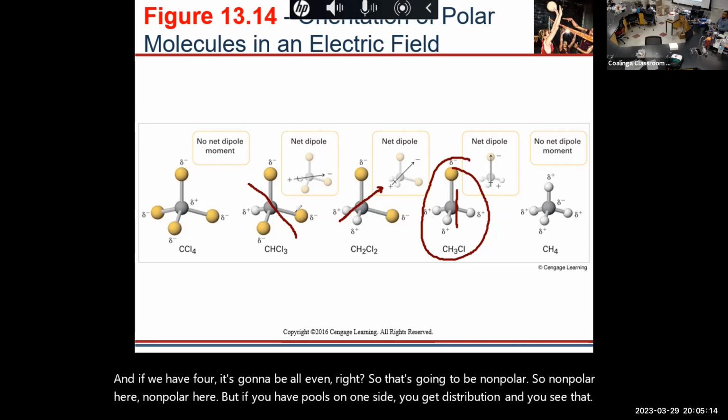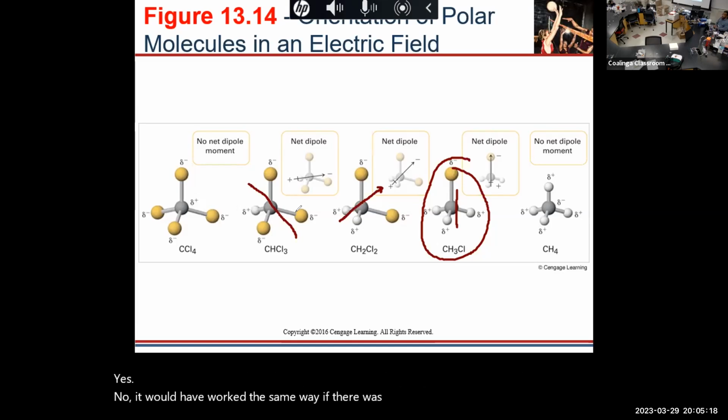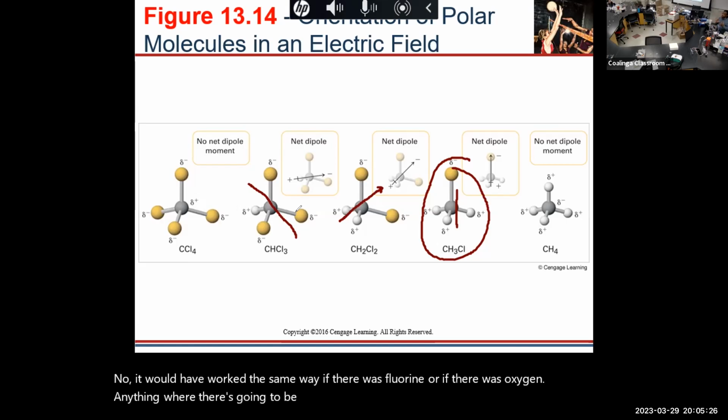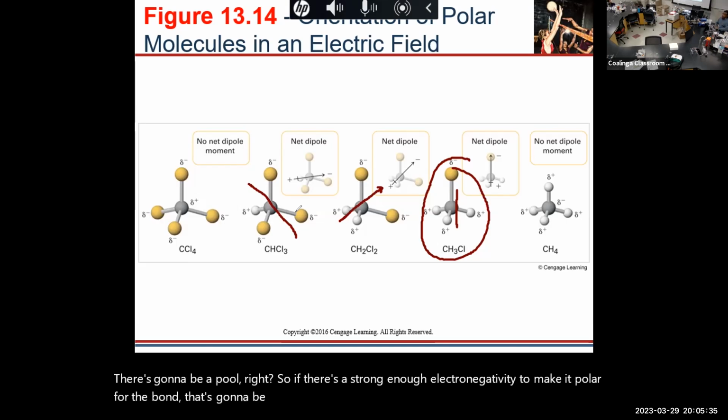Does this only work with chlorine? No, it would have worked the same way if there was fluorine or if there's oxygen. Anything where there's going to be a pull, right? So if there's a strong enough electronegativity to make the bond polar, that's going to be the case.